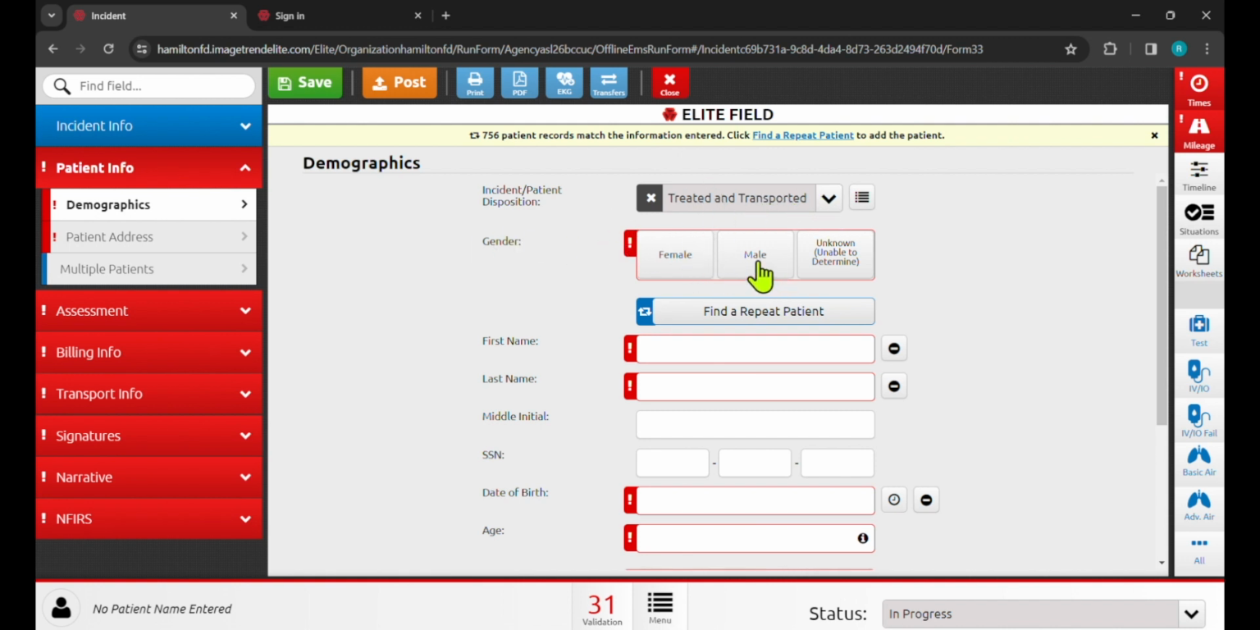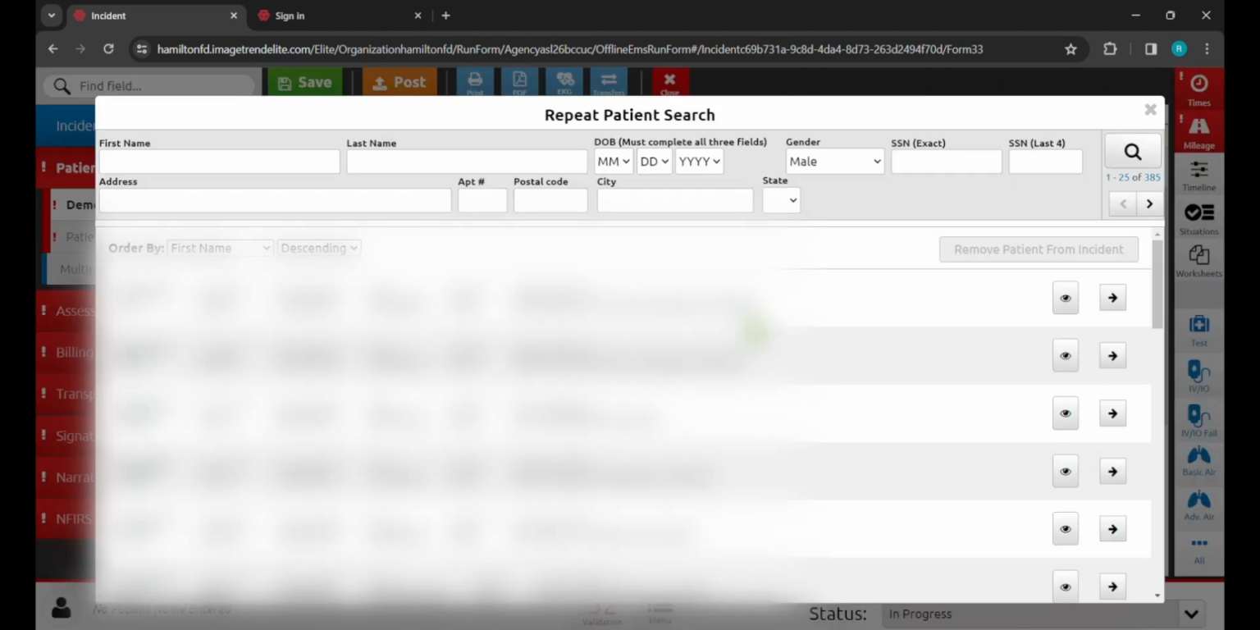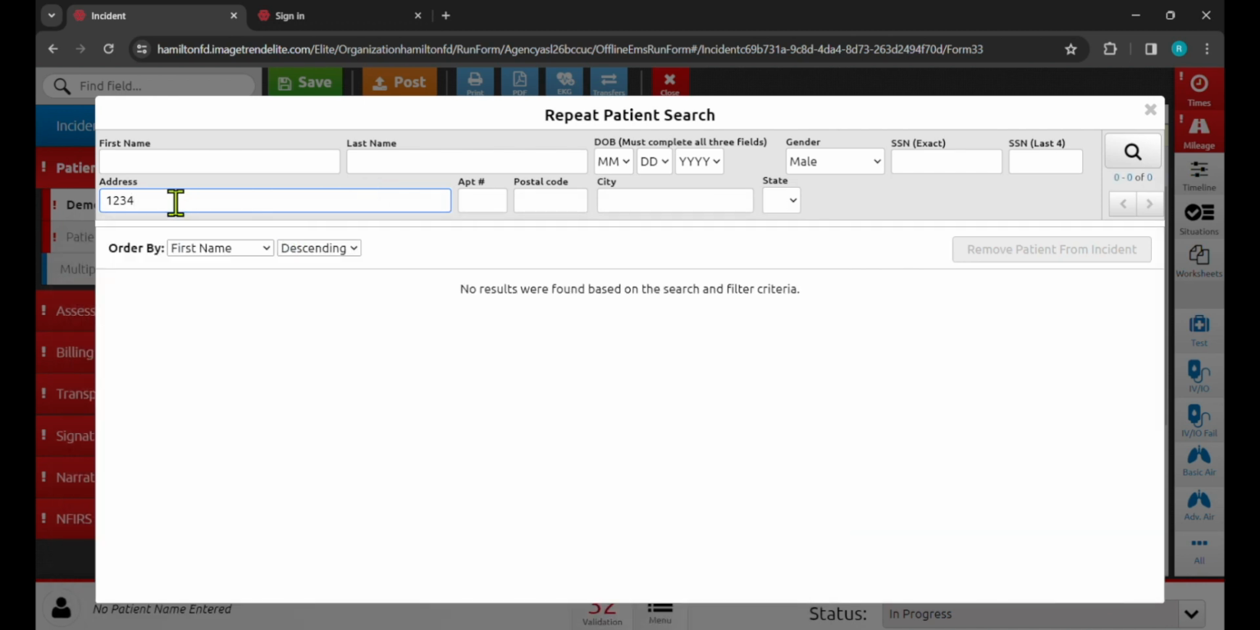Again, here's standard demographics, male. We do have a find repeat patient. Okay, you can search by name, address, all of the things. My personal opinion, I usually go by the address, so I will just type in the first 4, and if I'm not sure, okay, no results were found, that means we've never done a report, at least not in this system's memory capacity to recall that there is somebody at an address of 1, 2, 3, 4.